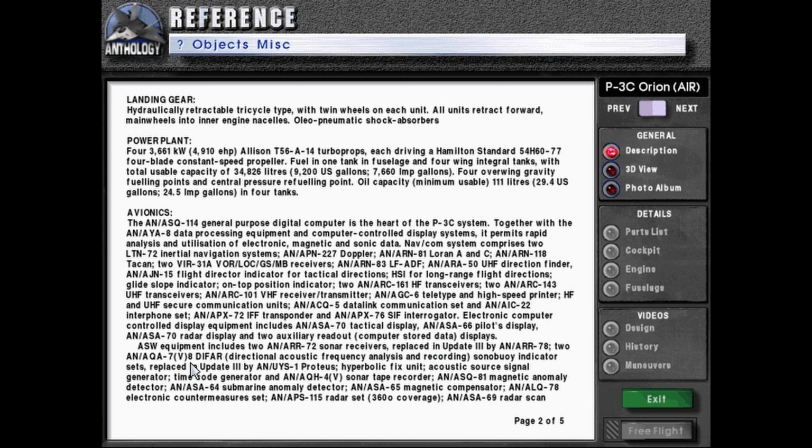ASW equipment includes two AN/ARR-72 sonar receivers, replaced in Update 3 by AN/ARR-78, two AN/AQA-7V8 DIFAR, or Directional Acoustic Frequency Analysis and Recording sonobuoy indicator sets, replaced in Update 3 by AN/UYS-1 Proteus. Hyperbolic fix unit, acoustic source signal generator, timecode generator, and AN/AGH-4V sonar tape recorder.